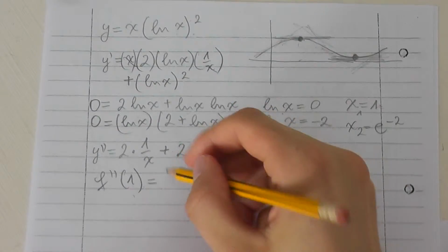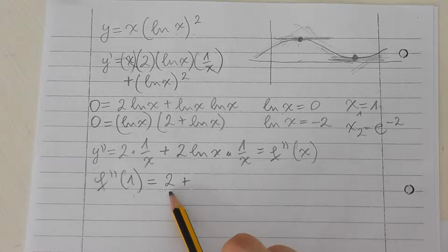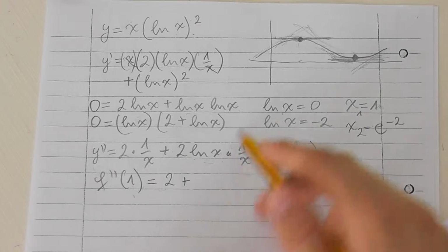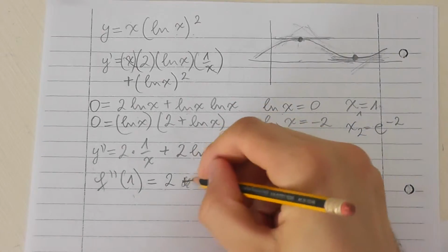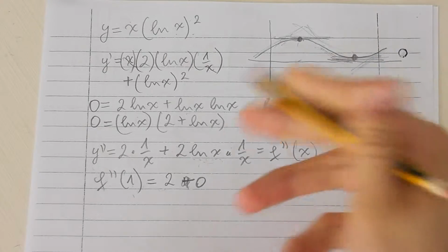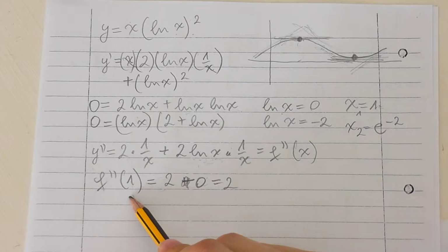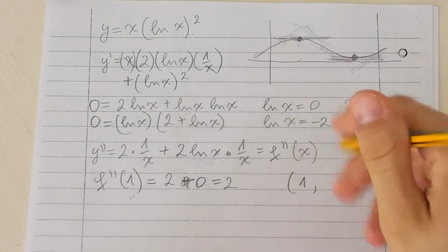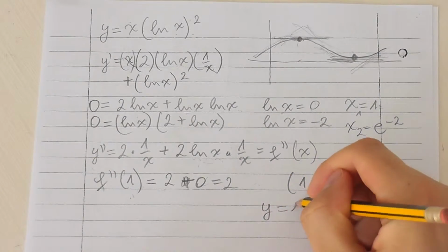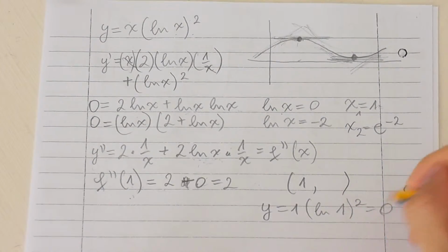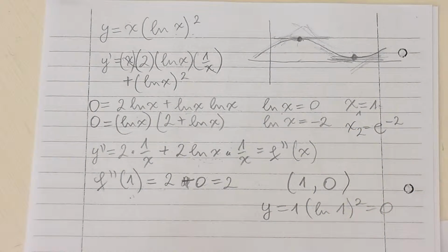And from this it follows that we get 2 plus 0, because ln of 1 is 0. So it's just 2. That means that this point here is our minimum. And because we need to find the coordinates, we're not actually done. Let's just do it now. y is equal to 1 times ln 1 squared. Again, this is 0. And so the point is (1, 0).